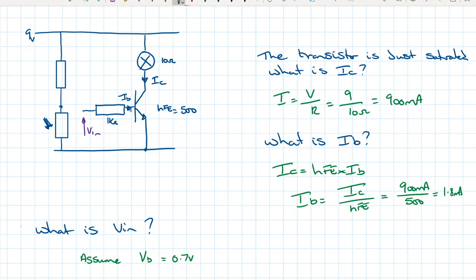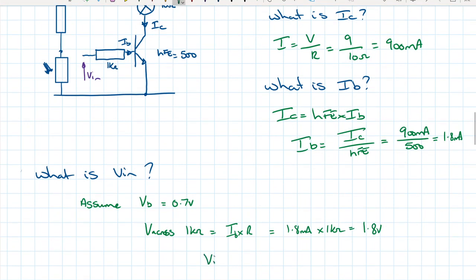We need that, so alongside, the voltage across the 1 kilo ohm resistor: voltage equals current times resistance, and in this case it's our base current, so 1.8 milliamps times a 1k resistor, so that's 1.8 volts. So, using the assumed voltage just here, we can say V in is just going to be the combination of the two. So V in equals 0.7 plus our 1.8 volts, which gives us 2.5 volts. Happy days.